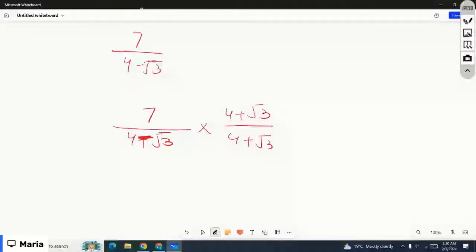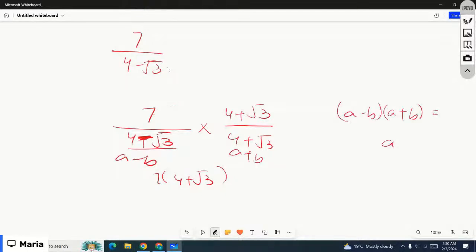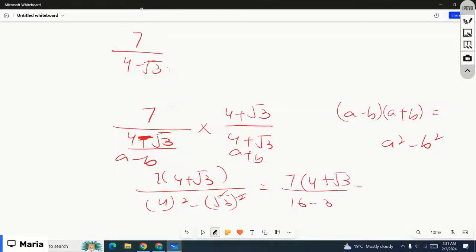When you multiply the numerator, that is 7 times 4 plus square root 3. In the denominator, that is a minus b and a plus b. When you have a minus b and a plus b, you can write it as a square minus b square. So you can write it as 4 square minus square root 3 square. The square and square root cancel out, right? So 4 square is 16, minus 3, so that is 7 times 4 plus square root 3 over 13. This way you can remove the square root from the denominator. Got it?